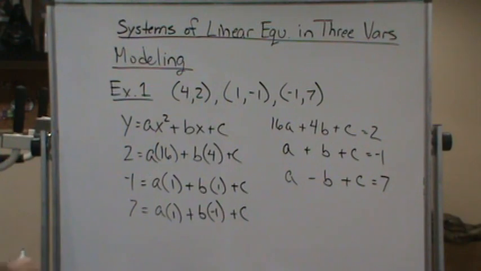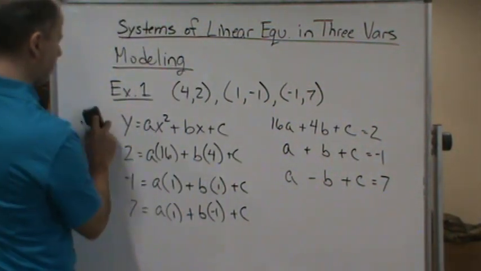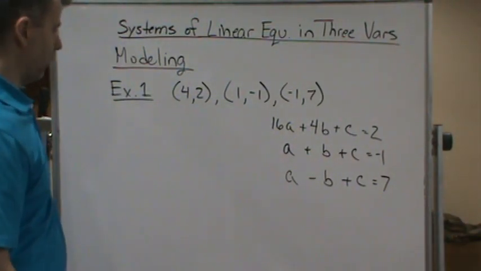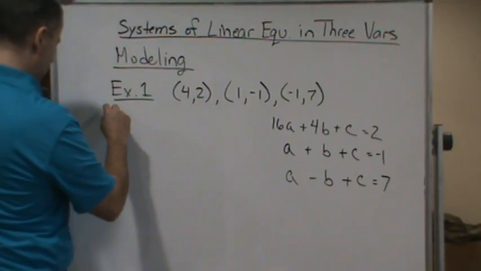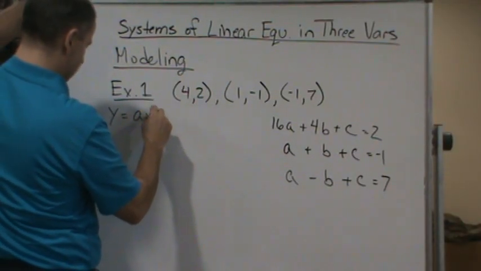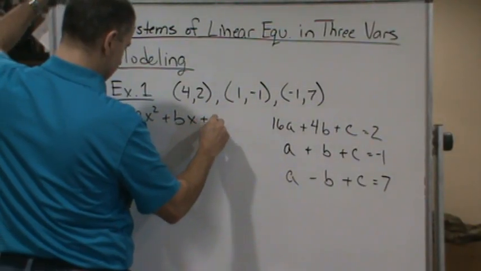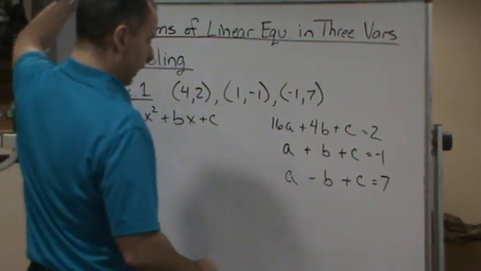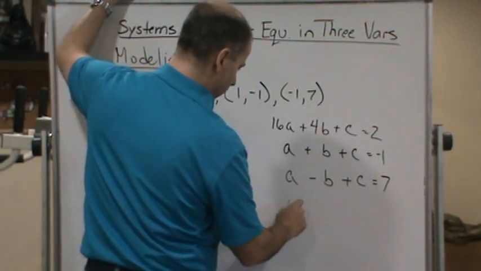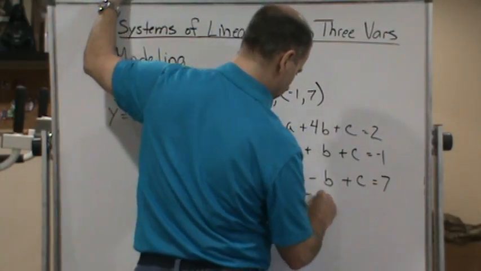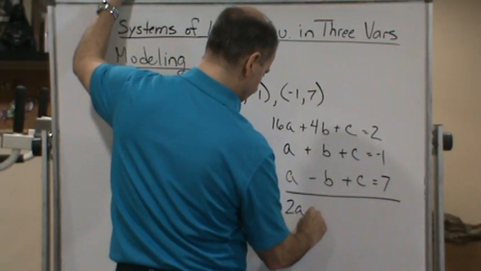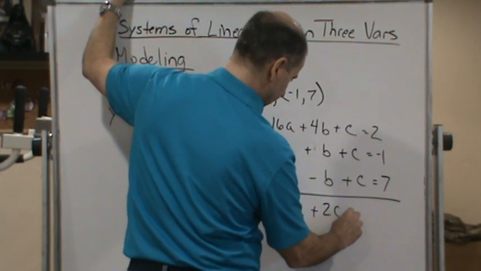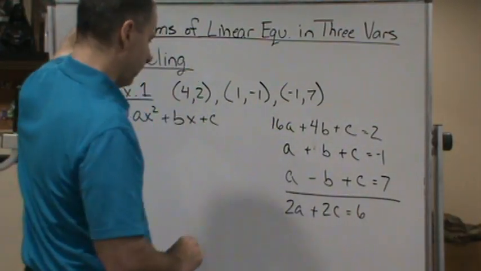So now I've got my system of 3 equations with 3 unknowns. And so now I'm going to solve for each one of them. So let me write this: ax squared plus bx plus c. Now I just have to find what a, b, and c are. Now if I add these 2 equations, I get what? I get 2a, the b's cancel, plus 2c is equal to 6.